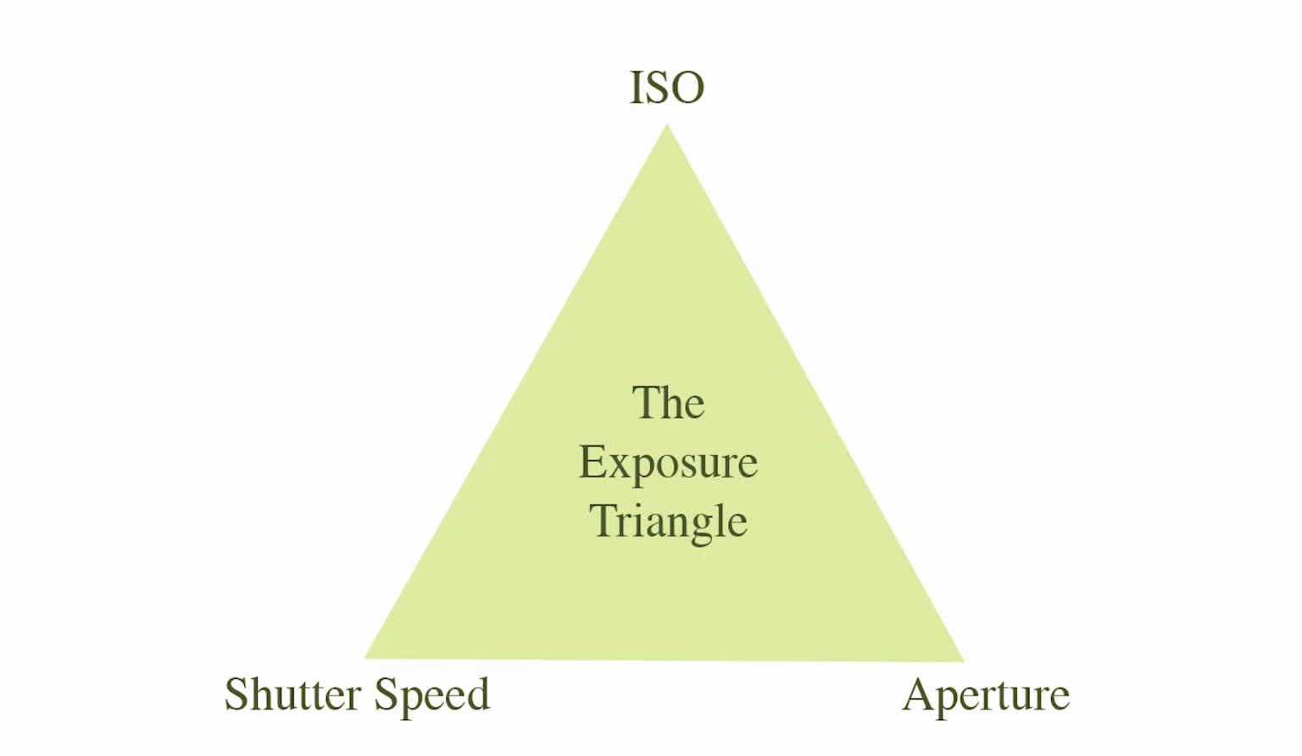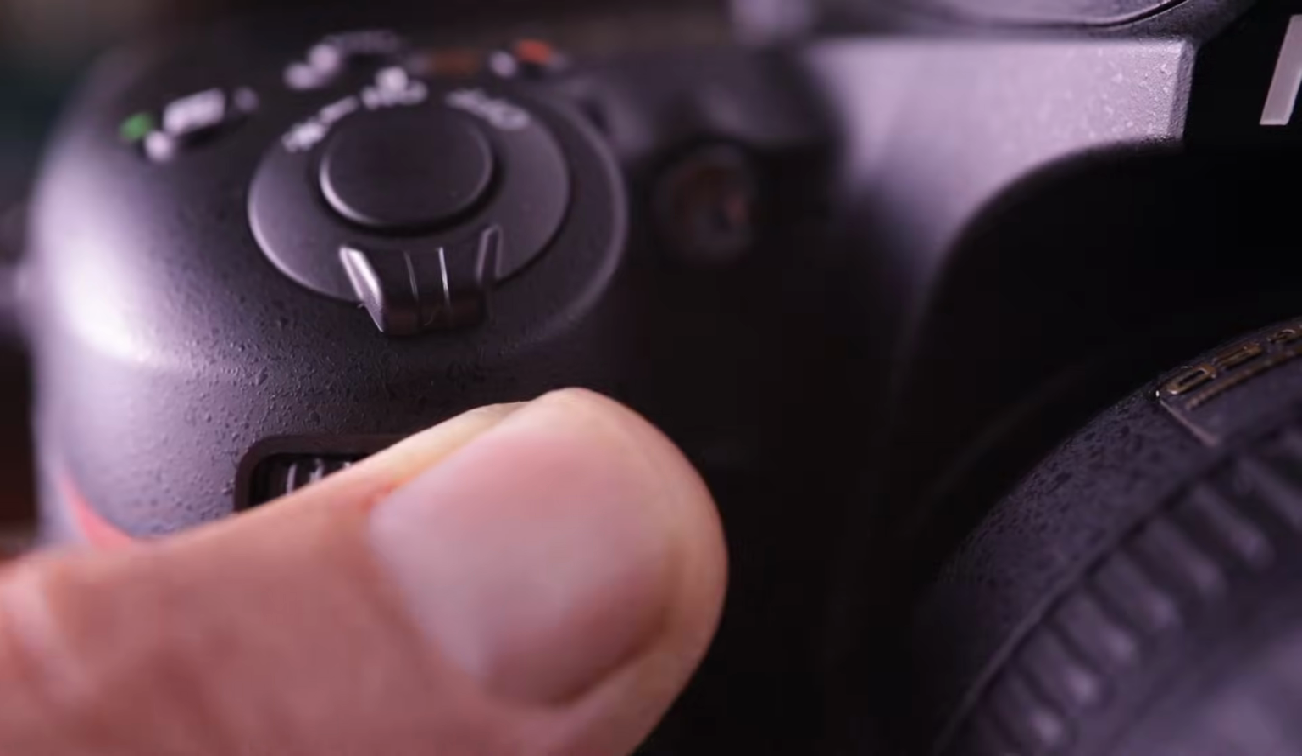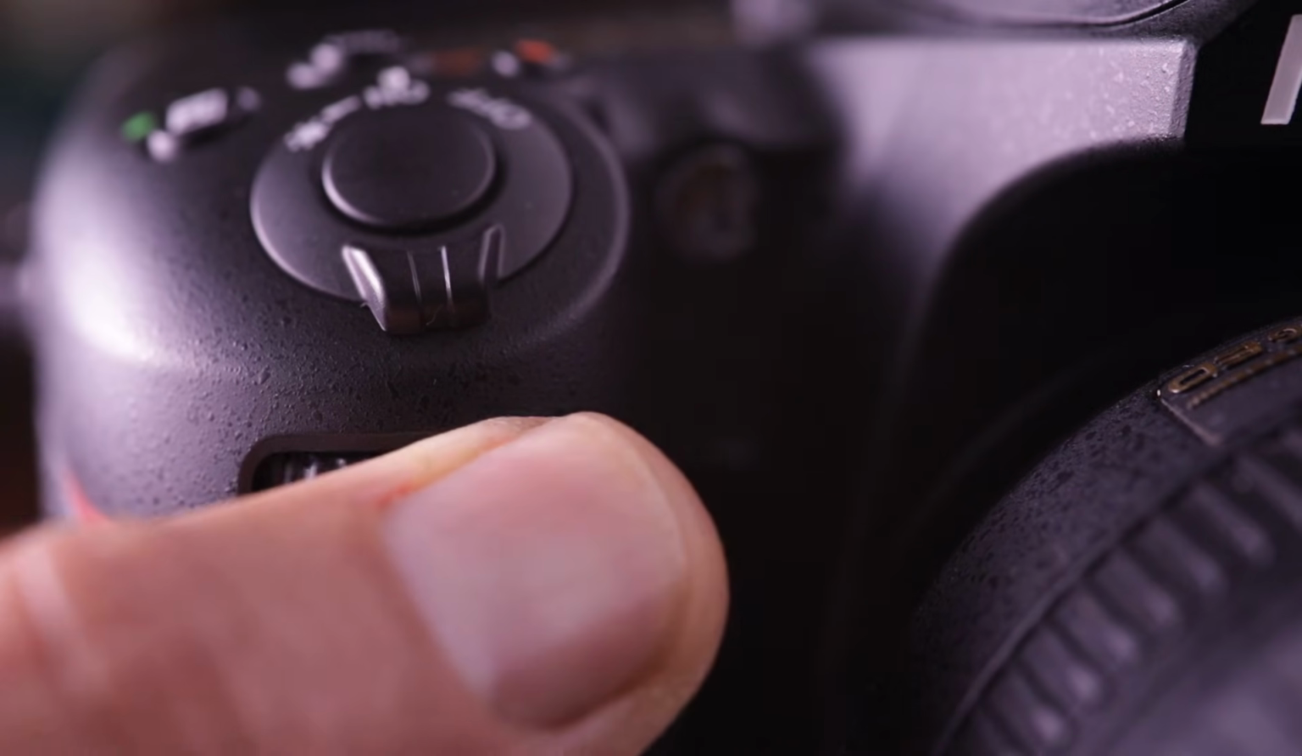I mentioned the exposure triangle earlier, and these are the other two parts of that triangle. While setting your shutter speed and aperture in manual mode, use the front command dial for the aperture and the back knob for shutter speed.